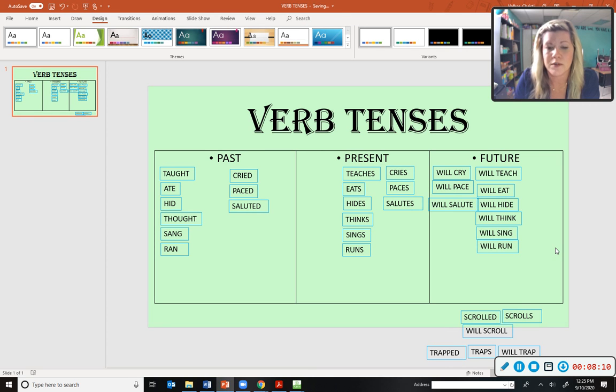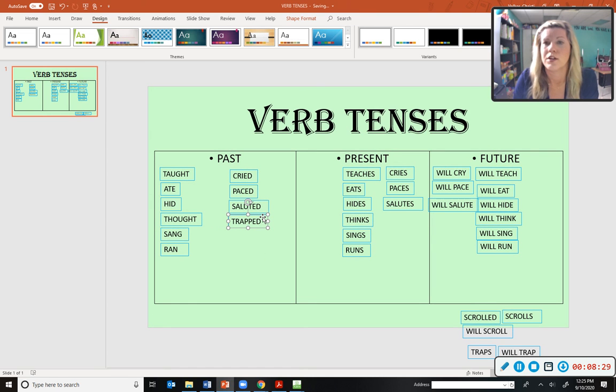Okay, two more verbs. Let's go with the verb trap, because this is happening in your story this week. They trap the bear. The trapper does. So past tense is trapped. He trapped the bear in a cage. Present tense happens right now. He traps the bear at the train station. The next one, in the future, if it's going to happen later, we would say he will trap the bear if it walks this way.